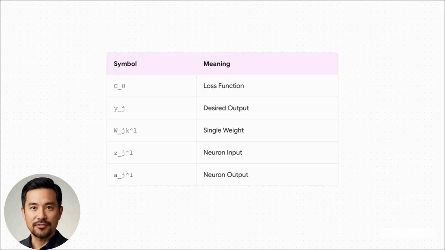All right, so here's a quick little cheat sheet of the key players we've just covered. We've got C0 for our loss or cost, YJ for the correct answer we're hoping for, and then the crew we just met. W for a specific weight, Z for a neuron's input, and A for its output. This is our core vocabulary right here.